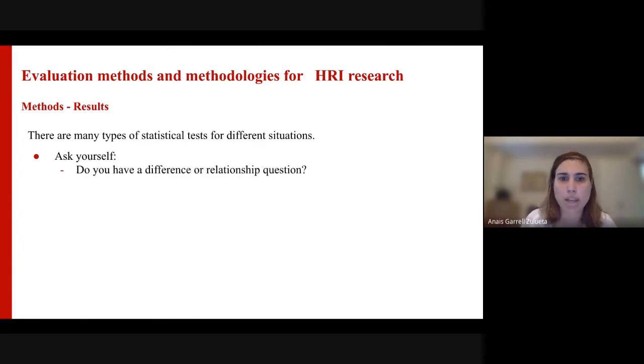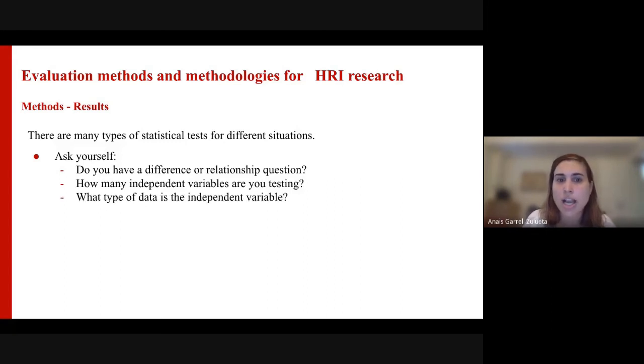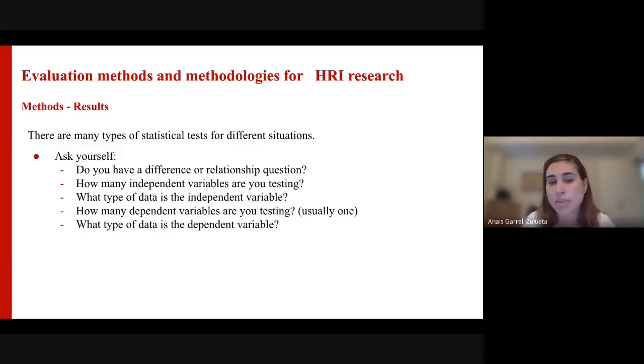So, ask yourself, do you have a difference or relationship question? How many independent variables are you testing? What type of data is the independent variable? How many dependent variables are you testing? Usually it's one. And what type of data is the dependent variable? Is my data normally distributed? This is very important because there are some tests that can only be used if your data is normally distributed. So you have to demonstrate that the data is normally distributed. If not, you are making a mistake.